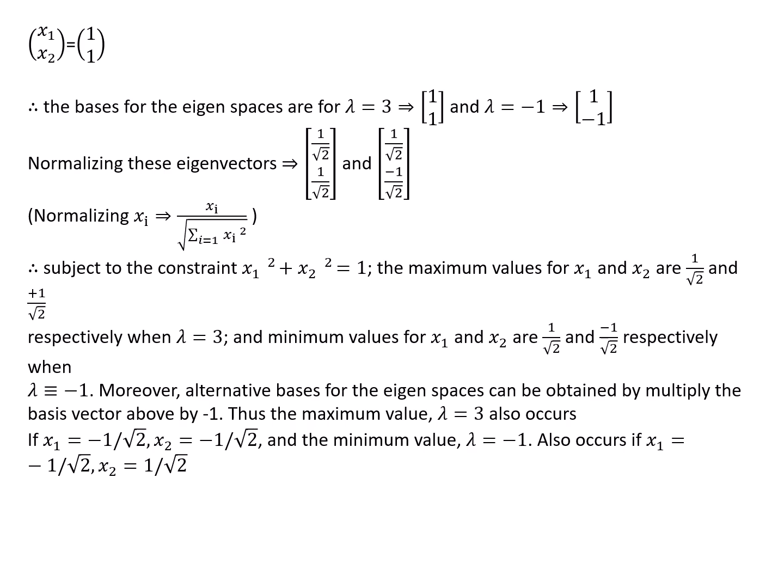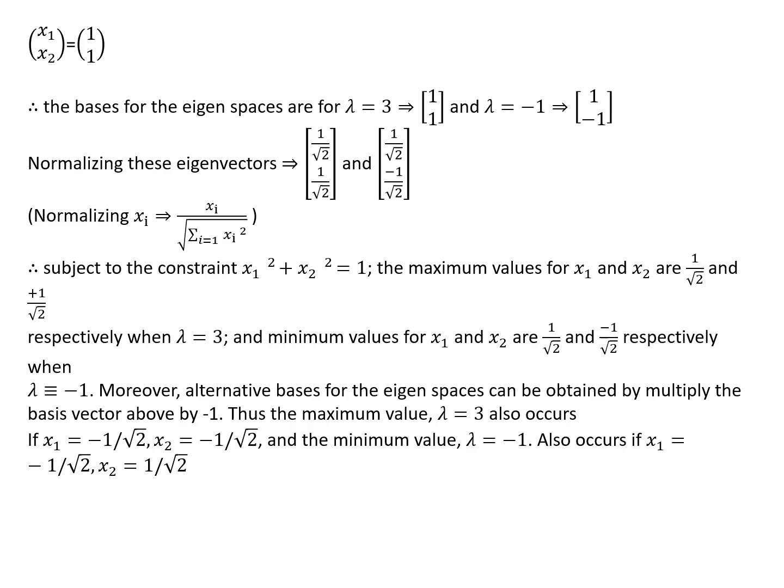So at the maximum values of x1, x2, when your lambda is 3, is given as 1 over root 2, then 1 over root 2 respectively. Then the minimum value, you have the minimum value as lambda equals minus 1. So you also have the corresponding normalized one for those values, which is 1 over root 2 and minus 1 over root 2 respectively.